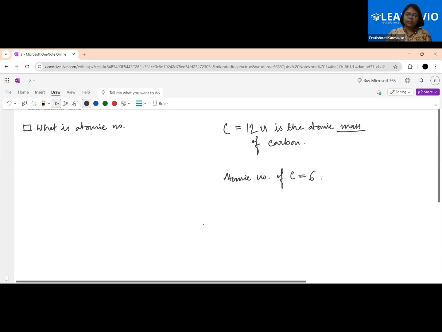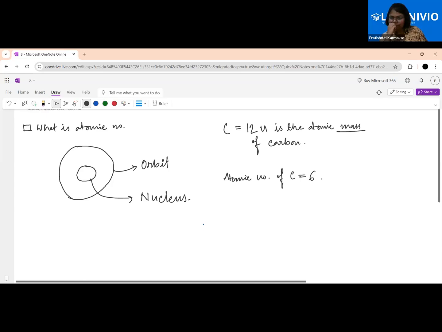Okay. What are the particles we have in an atom? Electron, proton, neutron. Okay. Let's assume that to be a circle. So what is this and what is this? This is the orbit. We have seen this structure, right? Yes, ma'am. And this is the nucleus. So what you have said: electron, proton, and neutron.